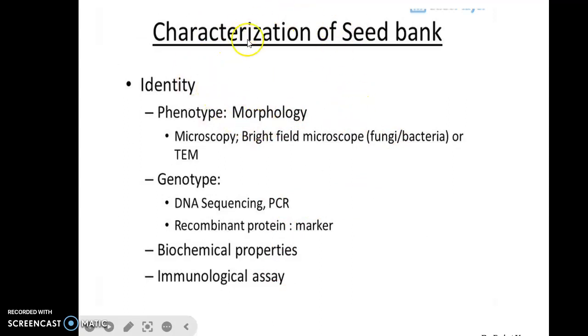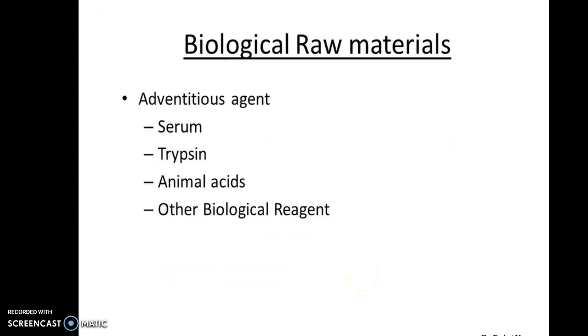Characterization of seed bank. For the characterization of seed bank, first of all you have to check the phenotype or morphology. For that you can use the microscope, including the bright field microscope or transmission electron microscope. In case of genotyping, you can use DNA sequencing and recombinant proteins, and you can also use biochemical properties and immunological assays. Biological raw materials include adventitious agents such as serum, trypsins, animal-derived acids, and other biological reagents.